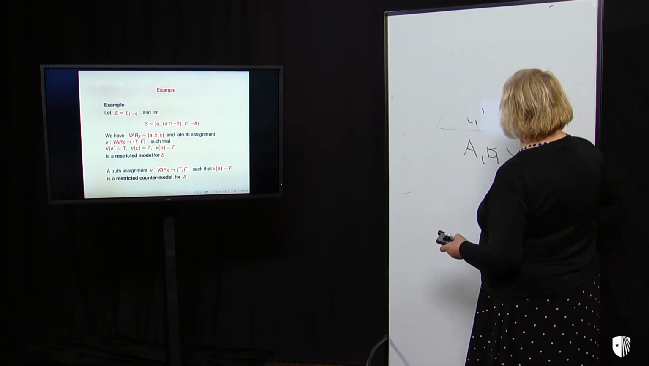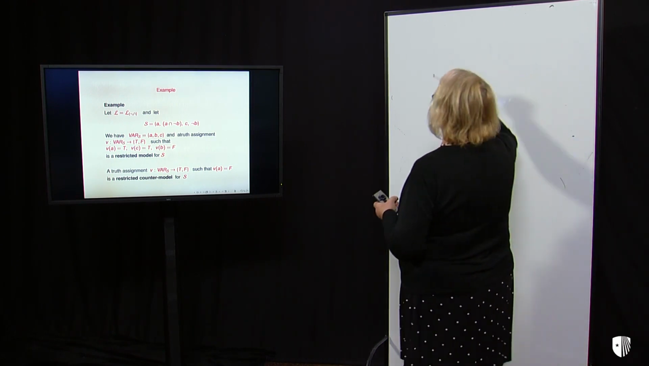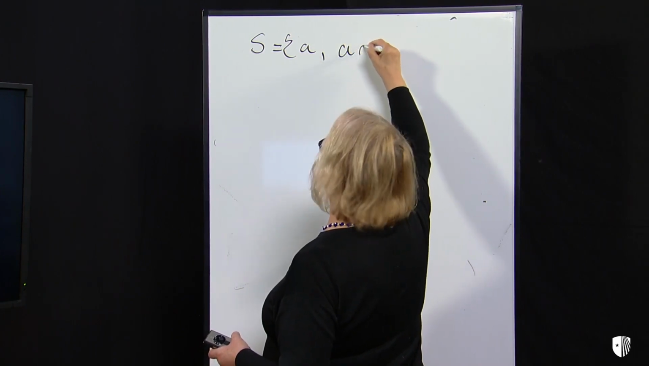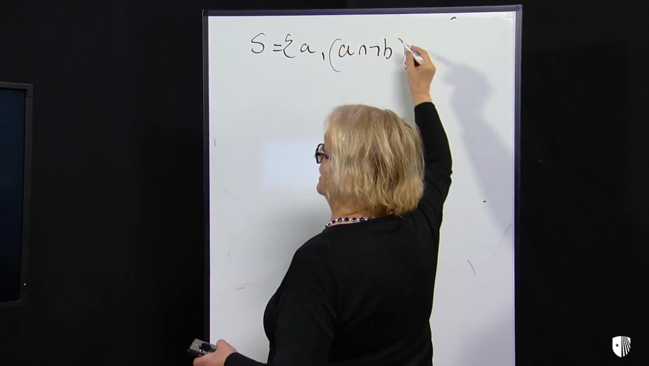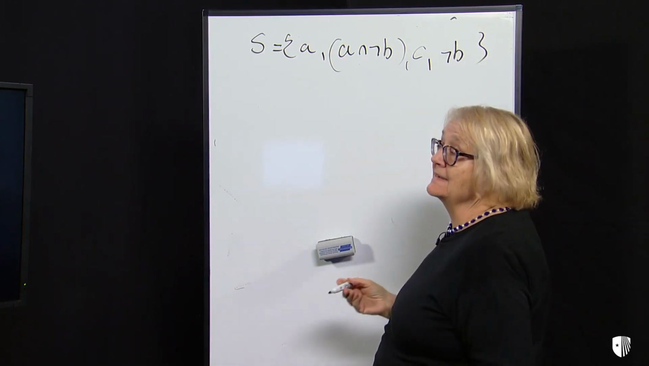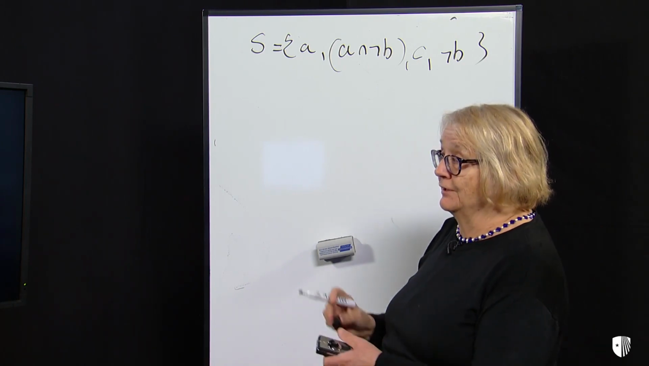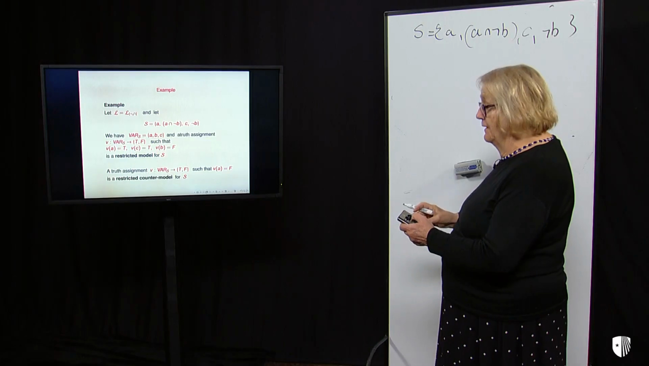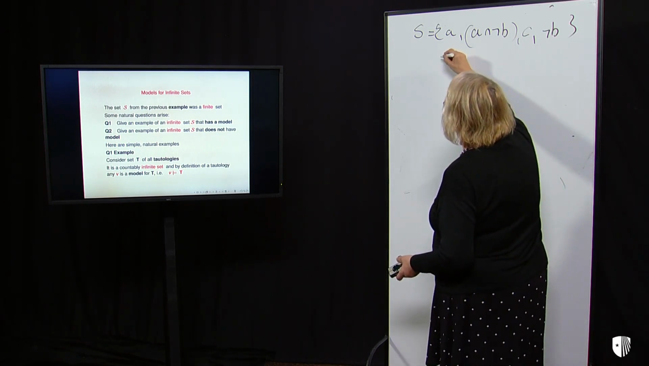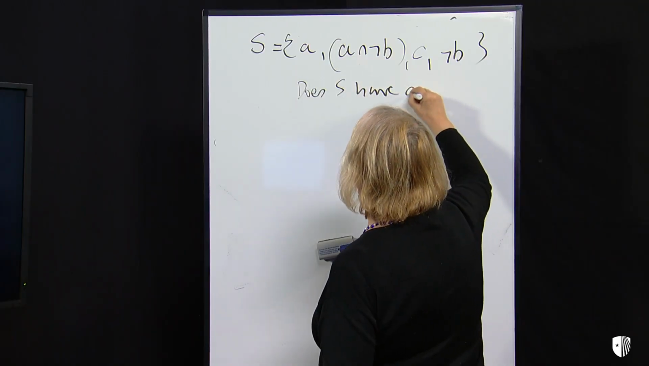You have a little set. Let's take a set S of formulas: A, not B, C, not B. Does it have a model? I want a restricted model. I give you the valuation, and then I evaluate. Now let's see: does S have a model?